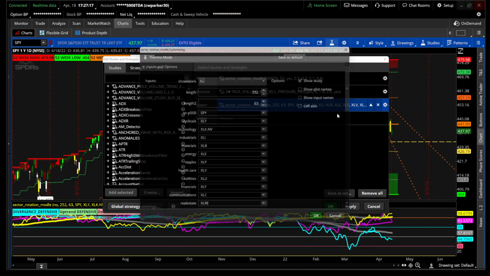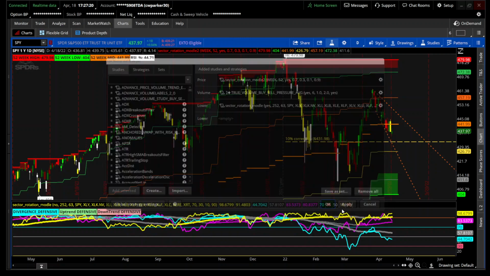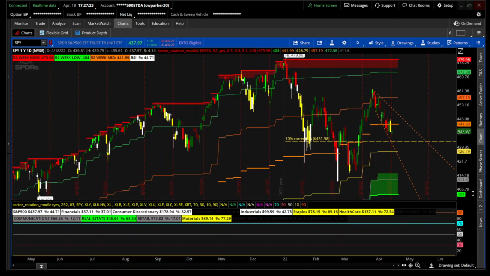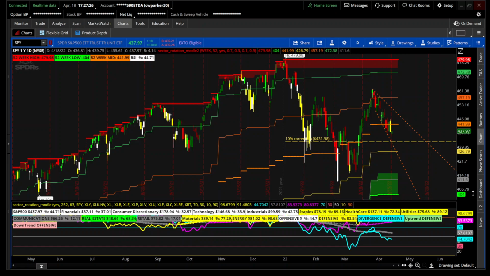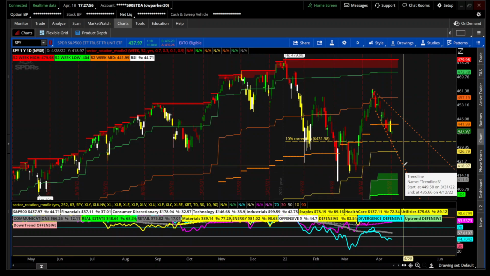And when I cut the labels back on, you can see the same thing down here. This 44.71 represents where price is between the 52-week high and the 52-week low, as a percentage of this range right here. So that's what this indicator represents. And you can look right here: the current price for SPY is $437.97. It's at 44% of its range between the 52-week high and 52-week low, which works like RSI.